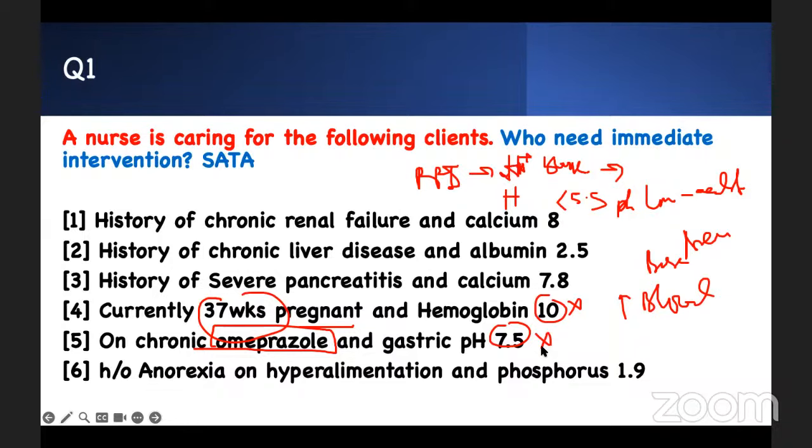Use that strategy, attack each question. Don't stress it. Just keep on doing that before you realize you clear all of them. So this is gone, this is gone, this is gone, this is gone, this is gone.